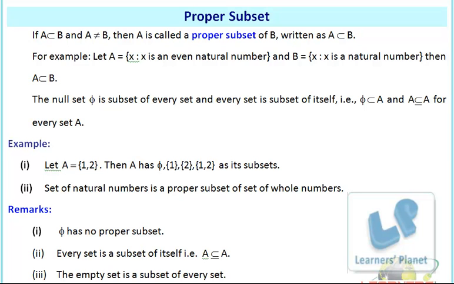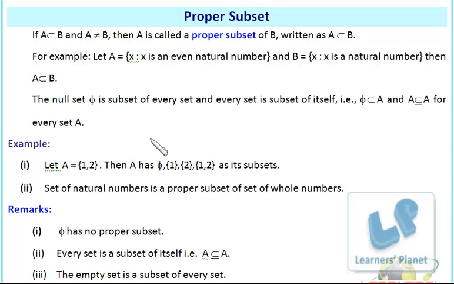Now just now we discussed subset. Now there is another term, proper subset. If A is a subset of B and A is not equal to B, then A is called a proper subset of B, and it's written as A ⊂ B. Okay, now what is the difference between a subset and a proper subset?